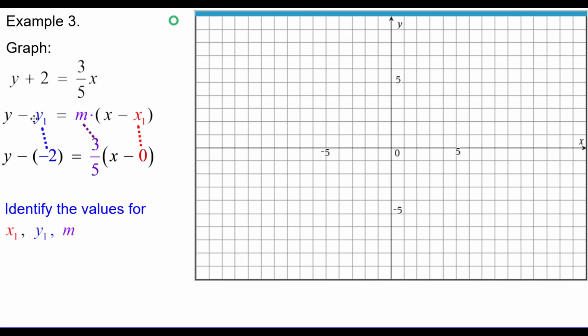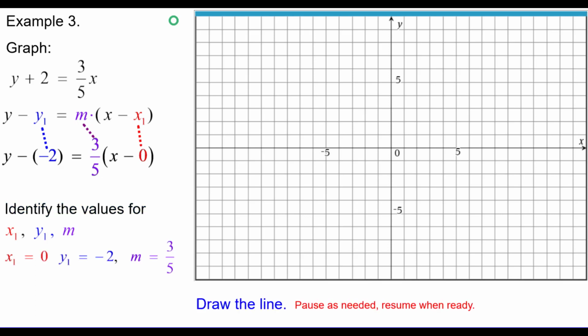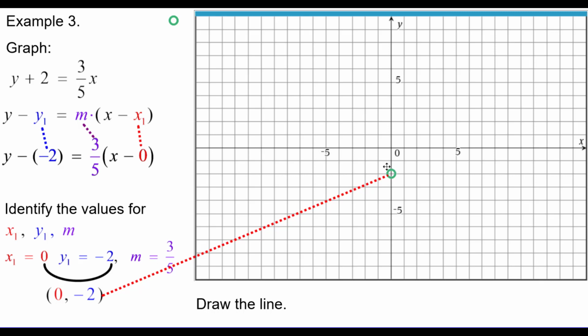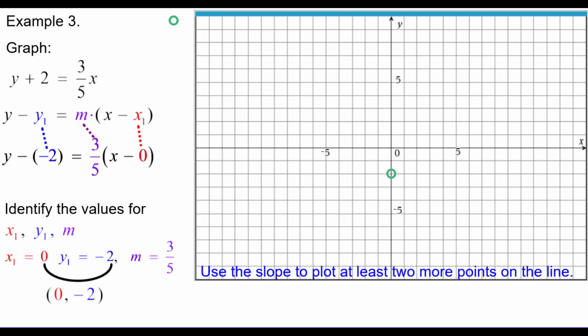And it turns out that y sub 1 is negative 2. The slope is positive 3/5, and x sub 1 is 0. Go ahead and draw the line. Pause as needed. Resume when you're ready. So 0, negative 2 is the point. It turns out to be our y-intercept, in fact, 0, negative 2. With the slope, we can find at least 2 more points. If you haven't done that already, please use 3/5 to find at least 2 more points. Resume when you're ready.